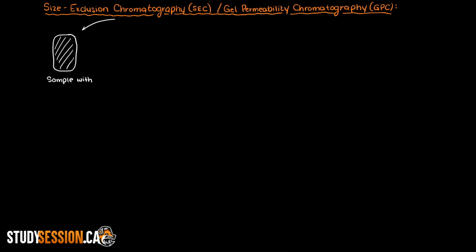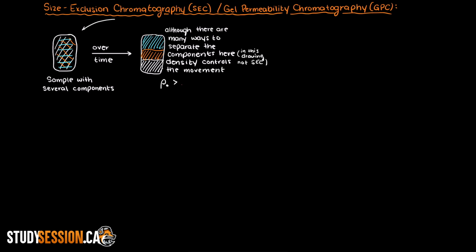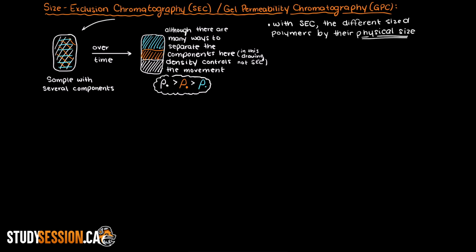So, chromatography is when we take a mixture and separate its various components by moving them, based on some characteristic. This movement will occur at different rates, and we can separate our mixture into its various components. While in size exclusion chromatography, we are separating the different size polymers, well, as the name implies, by their size. So how does this all work?